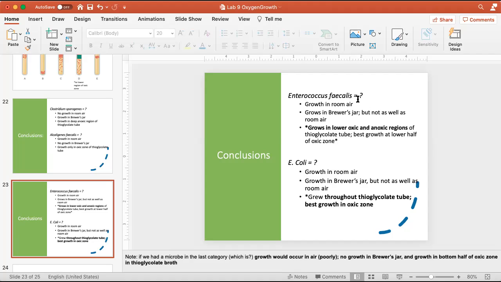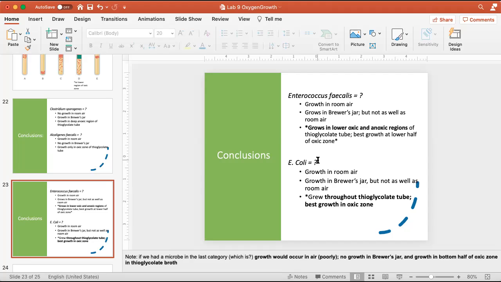aerotolerant. And finally, we have our old friend E. coli, who grew in the room air, also grew in the brewer's jar, but not as well, and grew throughout the thioglycolate tube with the best growth all through the oxic zone. And this is a classic facultative anaerobe.